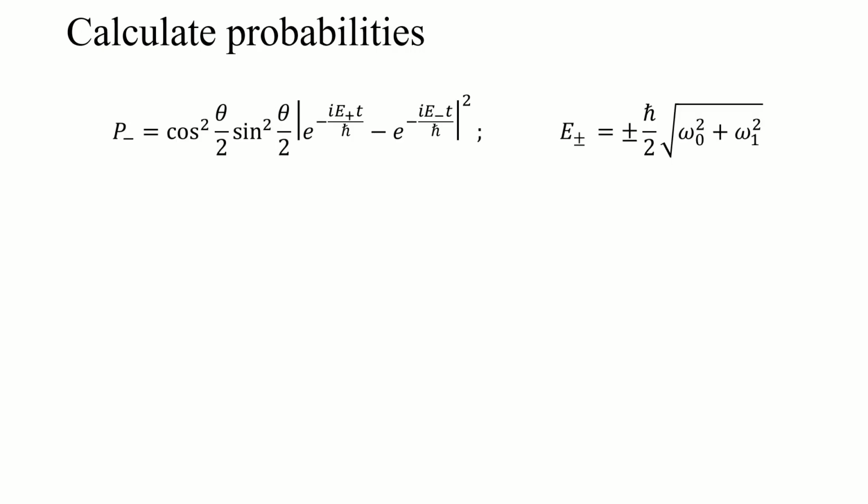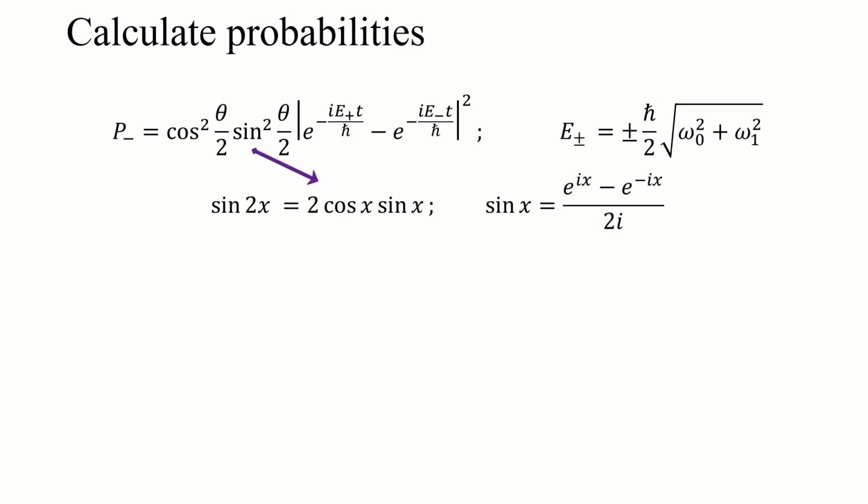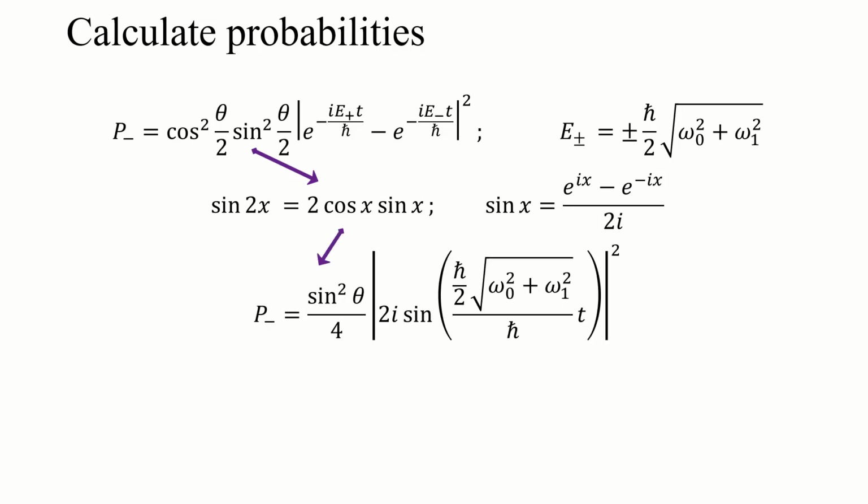This can be simplified, right? So if we use these two trig identities, a double angle formula in sine, as well as the exponential way of writing the sine of x, we can make those substitutions. The cos squared, sine squared term outside the magnitude there becomes sine squared theta all over 4, and inside that magnitude squared term is 2i sine of that whole parentheses there.